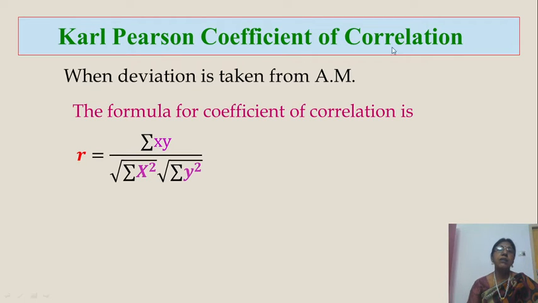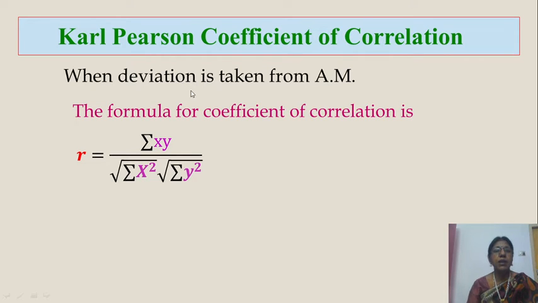This is called the correlation coefficient, or coefficient of correlation. In examinations, questions are given like "find the correlation coefficient" or simply "find the coefficient of correlation". There are so many formulas for finding the coefficient of correlation.